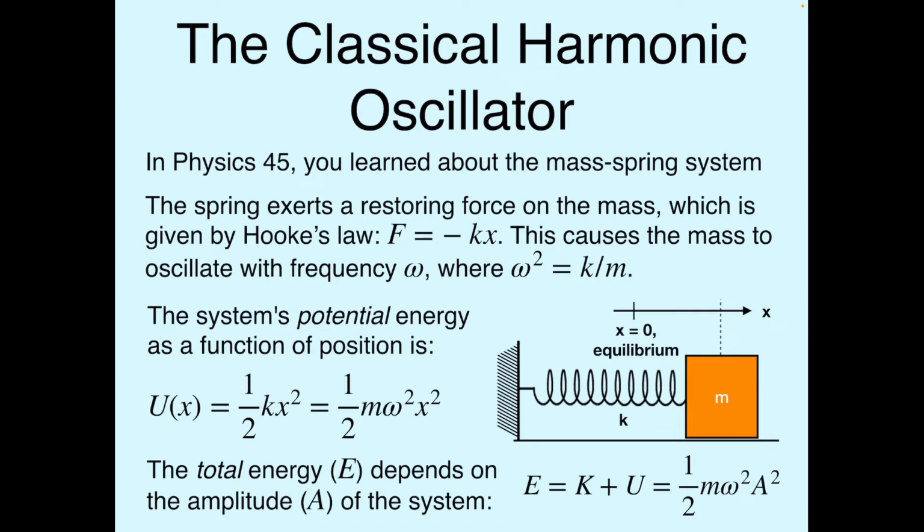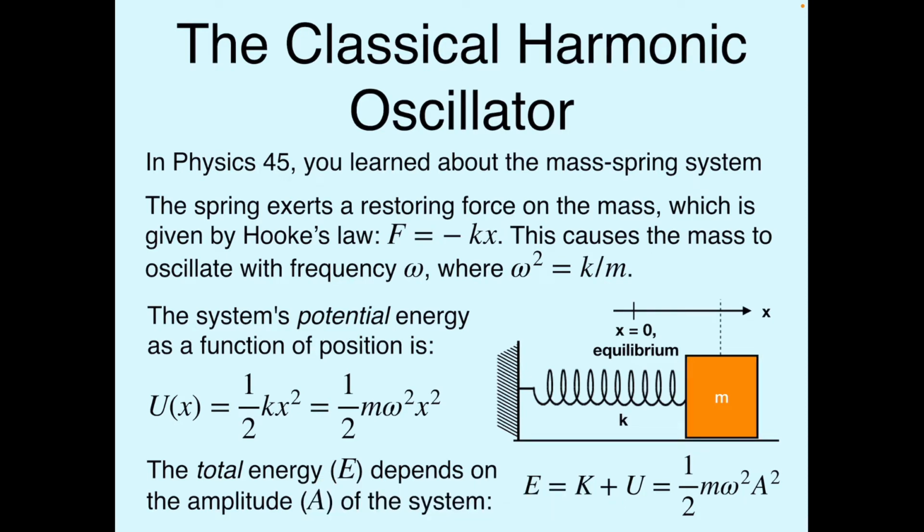So why does this all happen in the first place? Well, the spring exerts a restoring force on the mass, and that restoring force is given by Hooke's law. So the force that this mass is going to experience is equal to minus K times X. K is that spring constant from before. Remember, the higher the value of K, the stiffer the spring is. And then X is how much we displace the spring from equilibrium. The negative sign is just there to indicate that it's a restoring force. It brings us back to equilibrium.